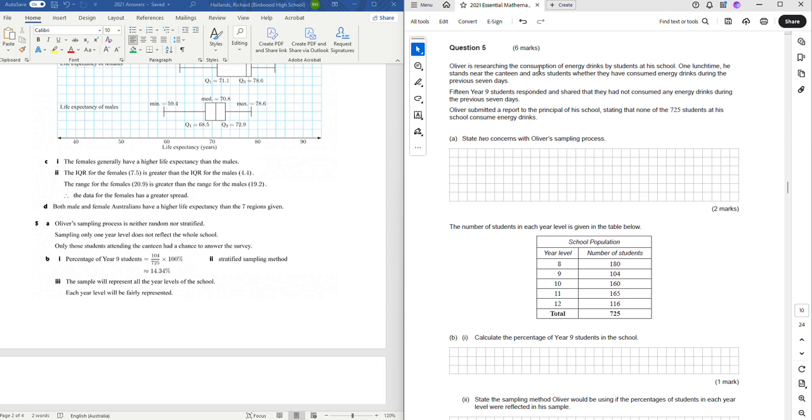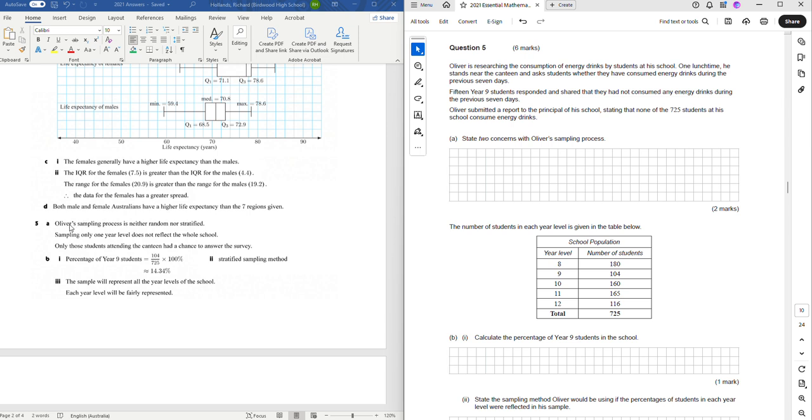So here you've got Oliver is researching the consumption of energy drinks by students at his school. One lunchtime, he stands in the canteen and asks students whether they have consumed energy drinks during the previous 7 days. 15 Year 9 students responded and shared that they had not consumed any energy drinks during the previous 7 days. Oliver submitted a report to the principal saying that none of the 725 students at his school consumed energy drinks. State 2 concerns with Oliver's sampling process.